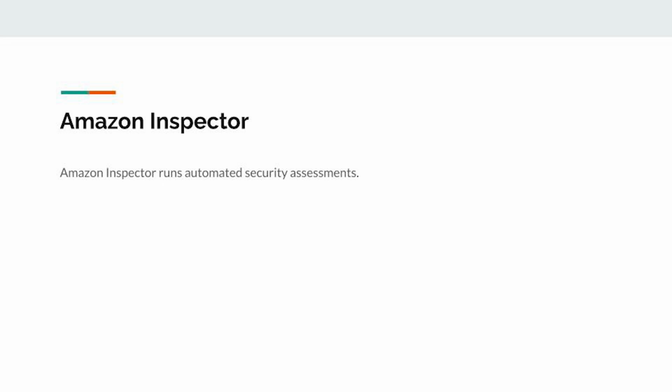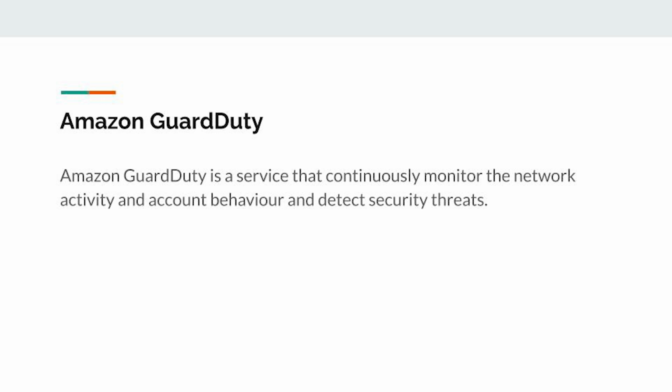Next service, Amazon Inspector. Amazon Inspector runs automated security assessments. After running an assessment, it provides you a list of security issues prioritized by level and possible solutions. The next service is Amazon GuardDuty. Amazon GuardDuty is a service that continuously monitors the network activity and account behavior and detects security threats. It analyzes data from various AWS sources, including VPC flow logs and DNS logs.